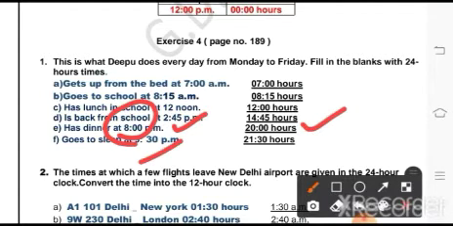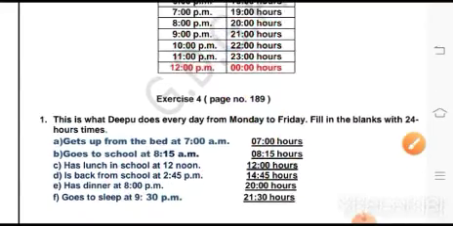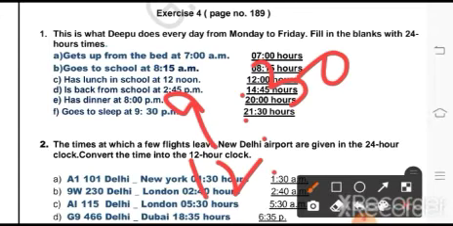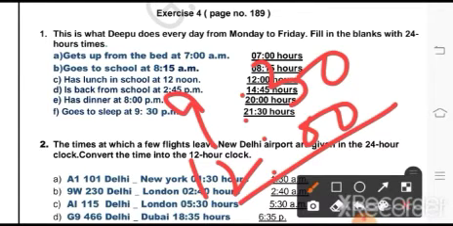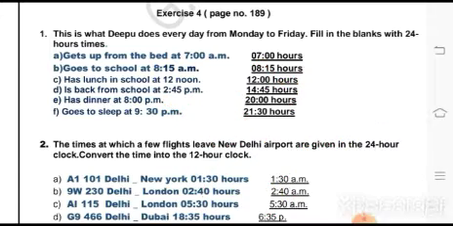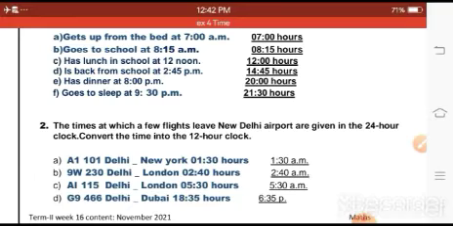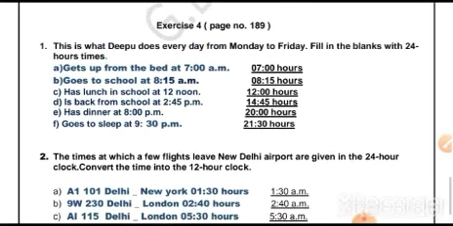Goes to sleep at 9:30 p.m. Adding 12 to 9:30. We have time 9:30 and we add 12 to it. Nothing is to be done with minutes, only 12 is to be added to hours. So 30 will be as it is, and 12 plus 9 is 21. That means goes to sleep at 21:30 hours.